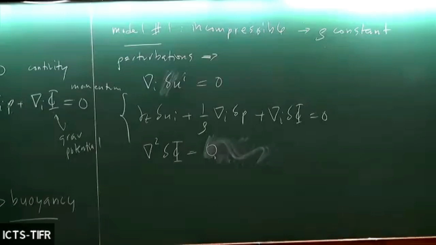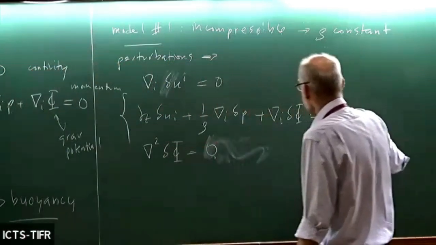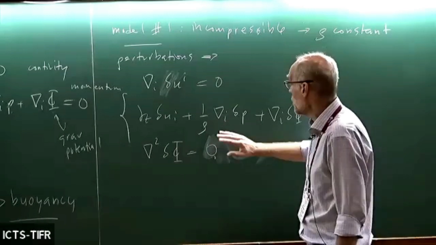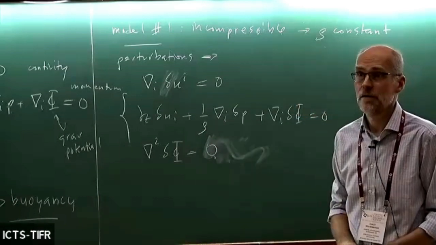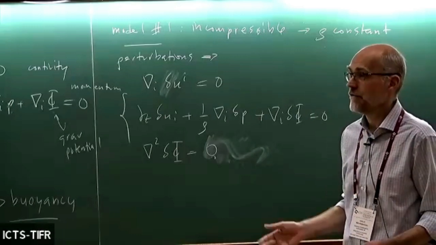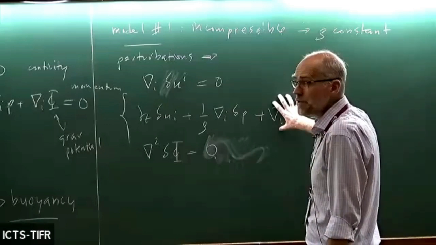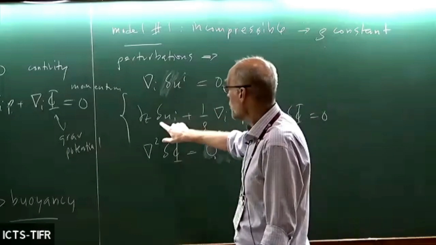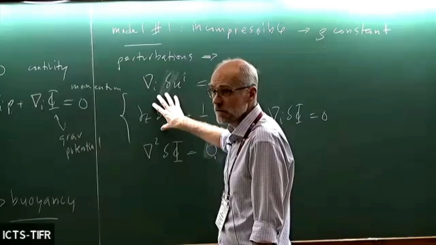What happens now is, let's go to this equation. Remember, this is just a number. And ask, what happens if I take the curl of this equation? Curl of a gradient is zero. Great. That will vanish. That will vanish. So the curl of the perturbed velocity has to vanish.